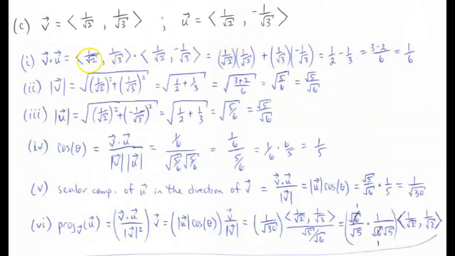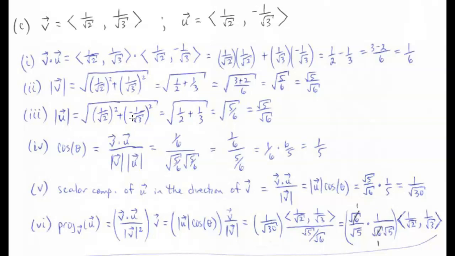And so here, of course, if we do v dot u, we just multiply the first components together plus the second components together. And we see in this case that we end up getting a positive 1/6 for that. We find the magnitude of v and u accordingly just by doing the square of each component, adding it, and then taking the square root of that. We find cosine of theta, which is just going to be v dot u divided by the product of the magnitudes of v and u. And we see we get 1/5 there.